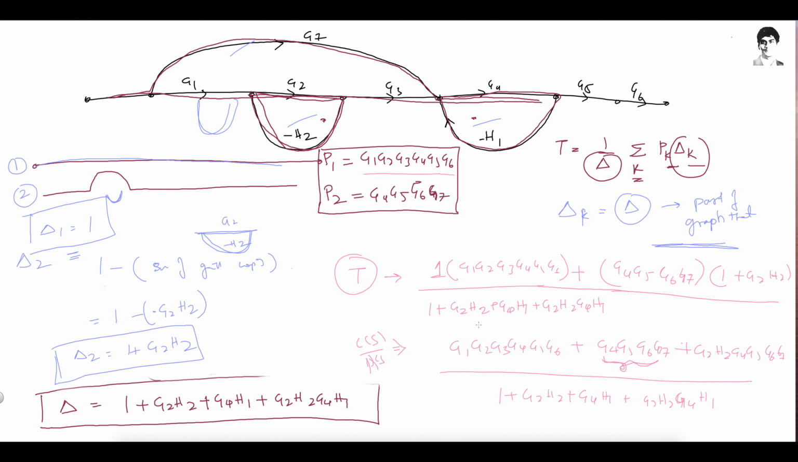We saw both the examples. We saw for non-touching loops and we saw for loops where there was contact, with contact and without contact.